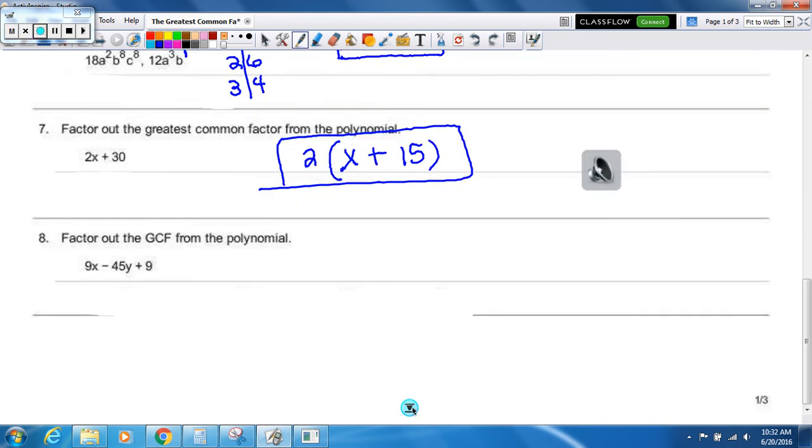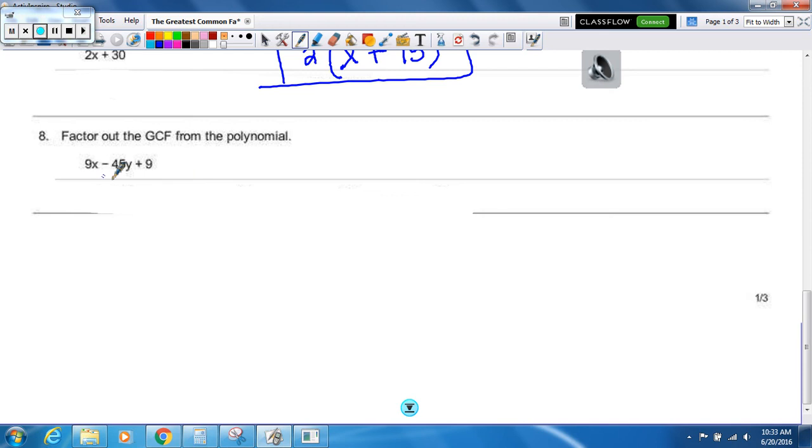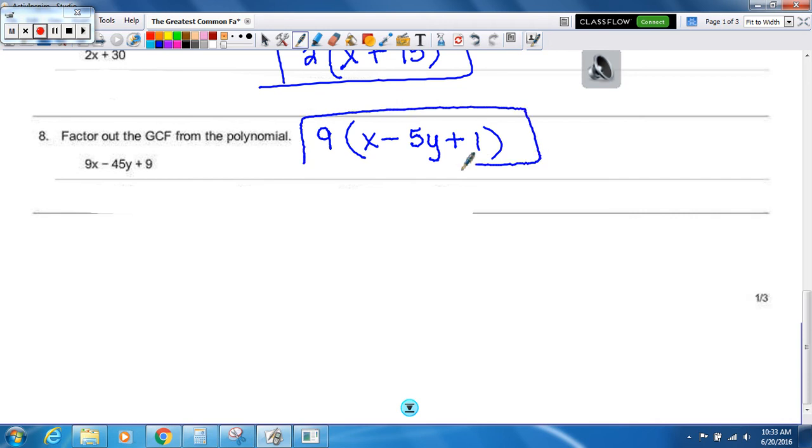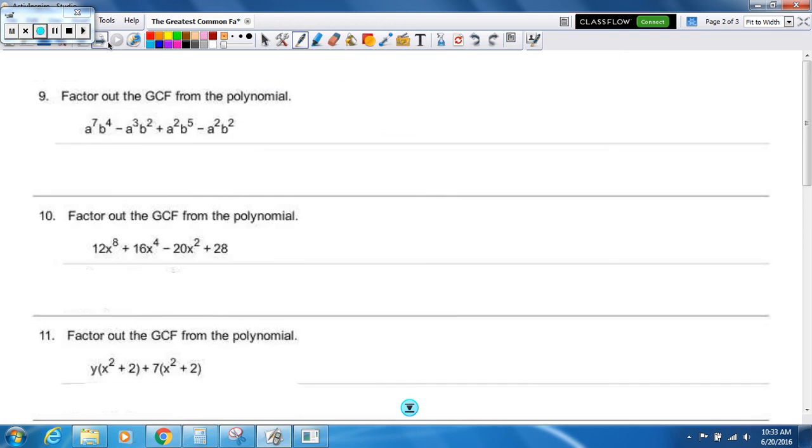So on the next one, we can divide all these numbers by 9. We don't have any variables in common. So we have a 9 and an x. We took a 9 out, so that's an x left over, minus sign. 45 divided by 9 is 5, and we didn't take the y out, so that's got a y with it, plus sign. 9 divided by 9 is 1. So 9 times the quantity x minus 5y plus 1 is the answer to that one.